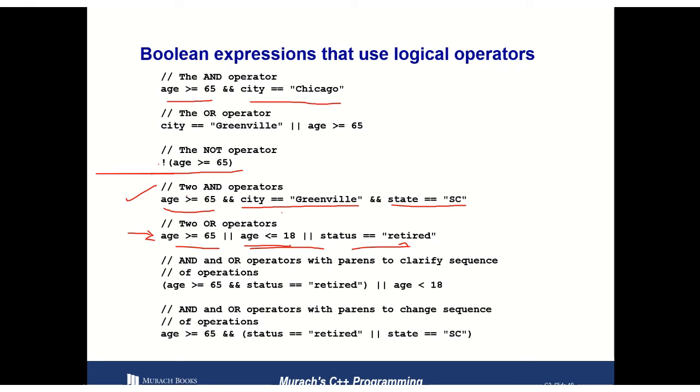Okay? So that's the beauty of the compound operators. Now, the AND and OR operators, with parentheses to clarify sequence. You can have age greater than or equal to 65, and status equals retired, and age less than 80 or less than 18.